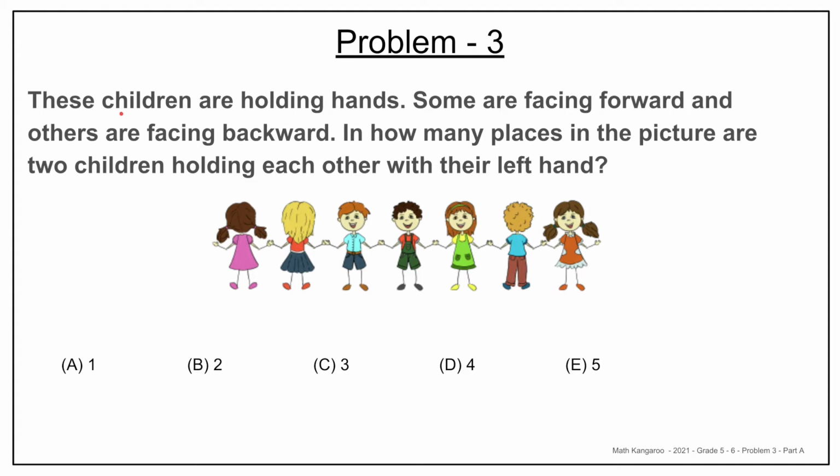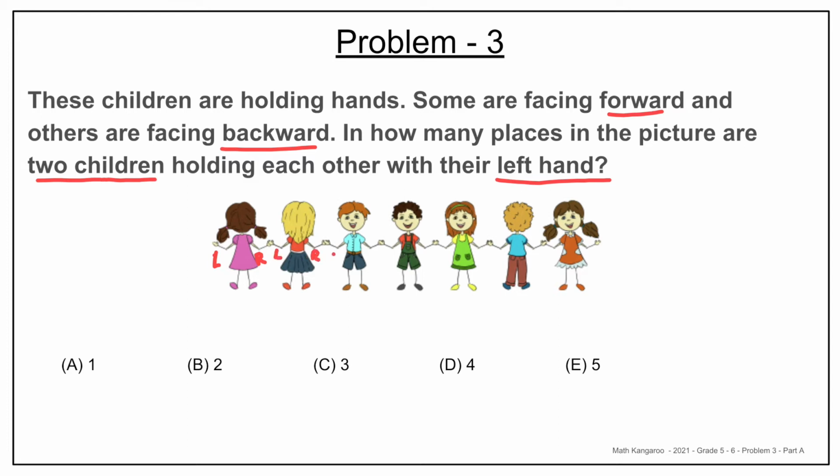Problem 3. These children are holding hands. Some are facing forward and others are facing backward. In how many places in the picture are 2 children holding each other with their left hand? These are the children holding hands with each other and these are our options. Let's mark the position of their hands. So this is left, this is right, this is left hand, and this is right.